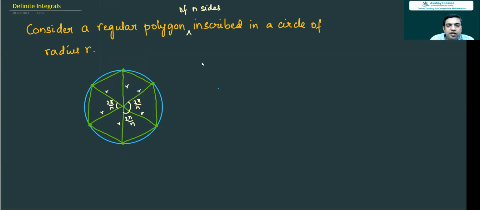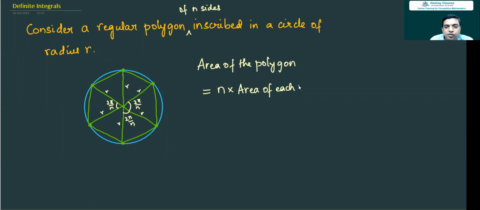Now, the area of this polygon can be taken as n times, because there are n triangles. Here in this case, there are 6 triangles, so 1, 2, 3, 4, 5, 6. So n times the area of each isosceles triangle, right? Because all the triangles are equal.